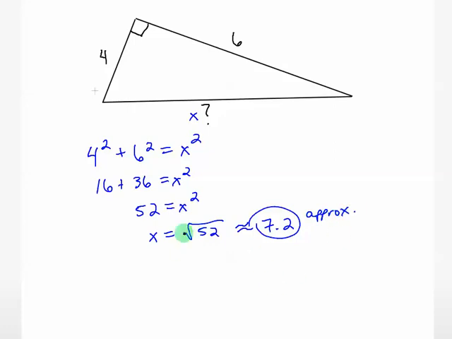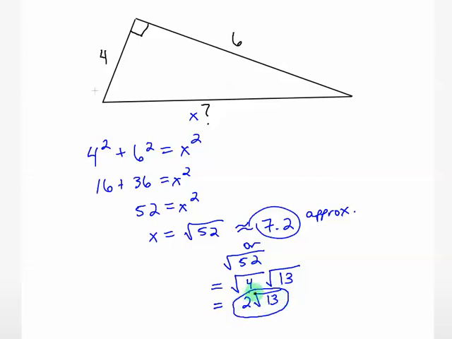If I want to find the exact answer, I need to simplify this square root. The square root of 52 can break down as 4 times 13, the square root of 4 times the square root of 13, and of course the square root of 4 is 2. So the exact length of that side is 2 times the square root of 13. So this is the exact length of that side. Okay? So depending on what application you're using here, you could give either one of these answers.